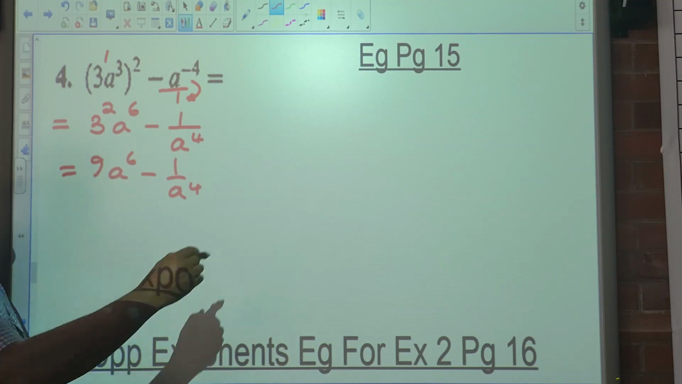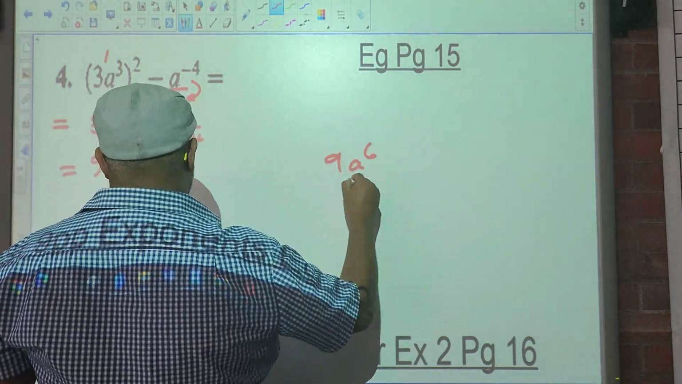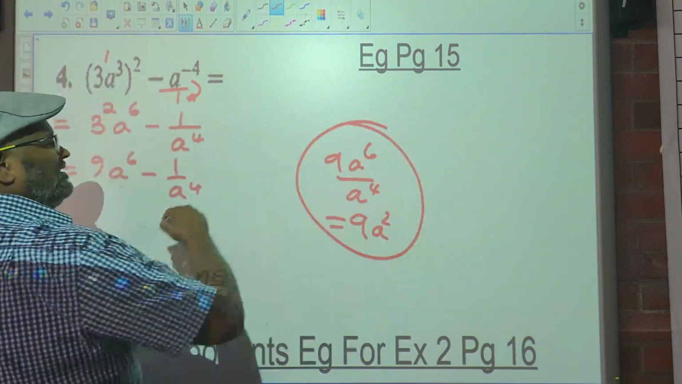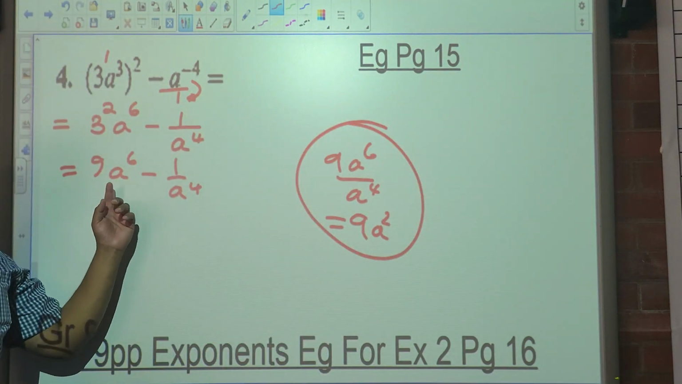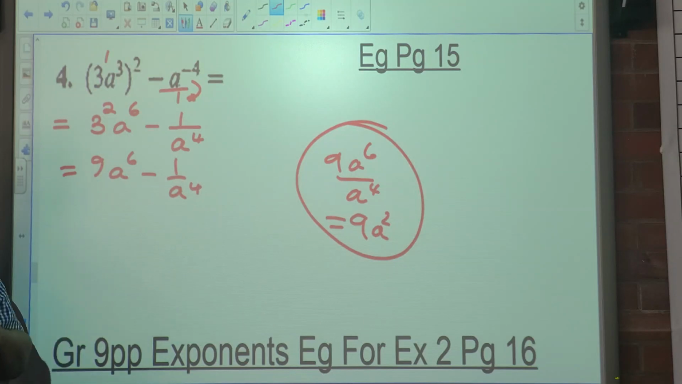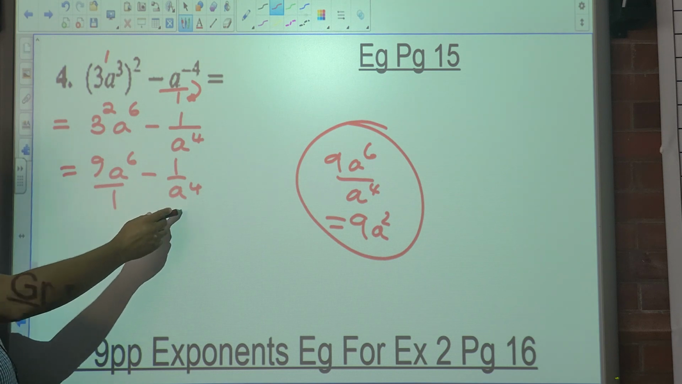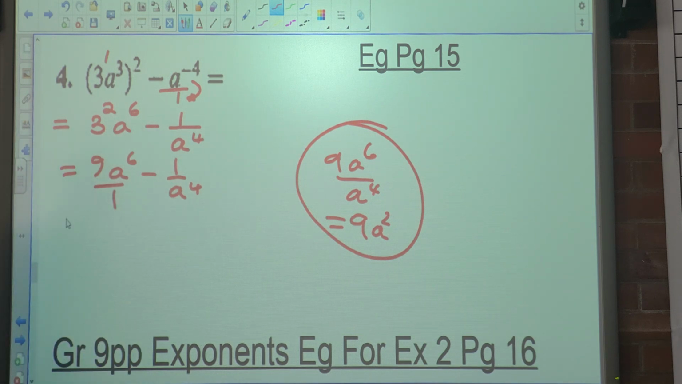If we had to say 9a to the 6 over a to the 4, that would have been 9a squared, not so? But because I'm subtracting, I would leave it like this. Yes, Michael? Over 1, but am I dividing here? No, this is not going to make a difference. Yes, Michael? Anybody else got a question?